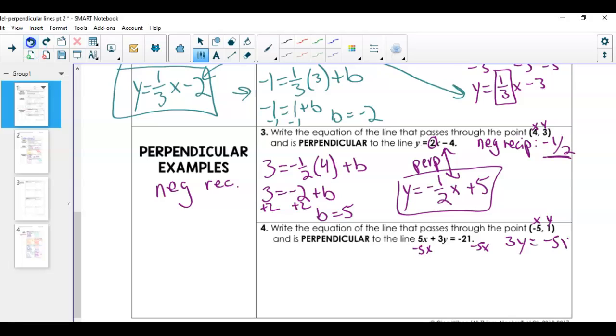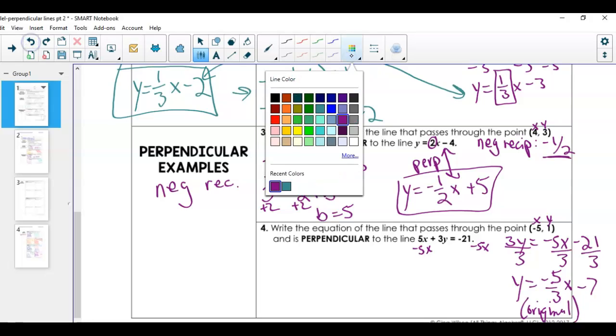minus 21. And then I'm dividing everything by 3. So that my original equation is negative 5/3 x minus 7. That says original. I wrote it kind of sloppy.